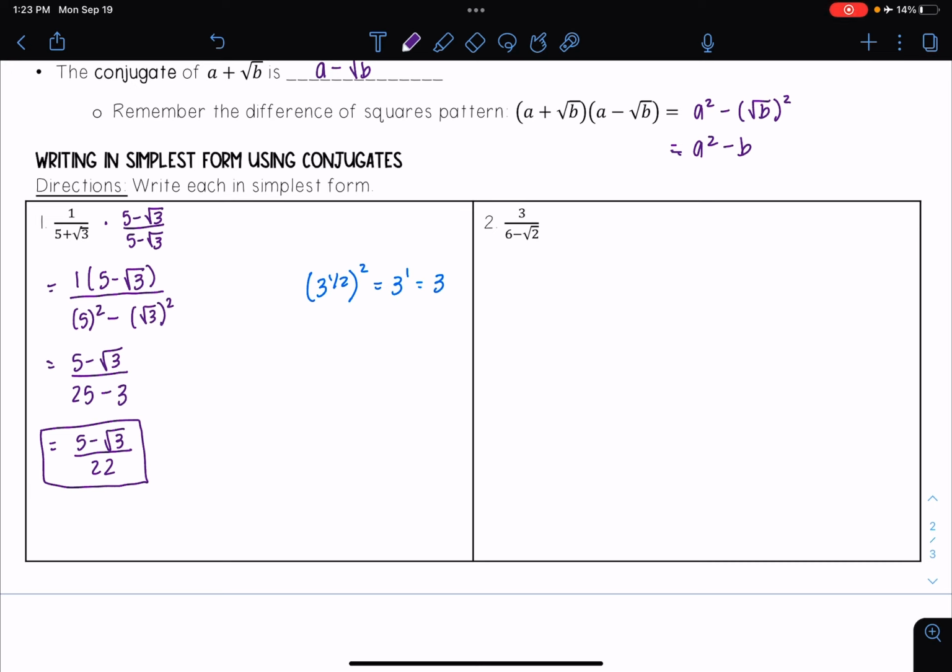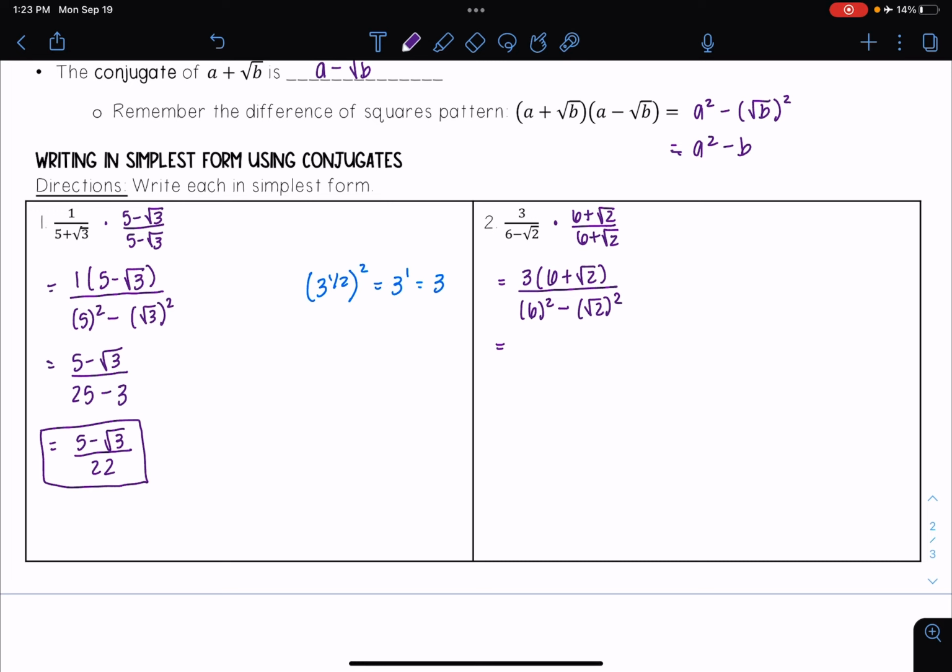Okay, let's look at one last one. Here I have 3 over 6 minus square root of 2. My first step is to multiply top and bottom by its conjugate. Since this is 6 minus square root of 2, I'm going to be multiplying top and bottom by 6 plus square root of 2. And so I have on top 3 times 6 plus square root of 2, over, using my difference of squares pattern, this is going to be equal to 6 squared minus square root of 2 squared.